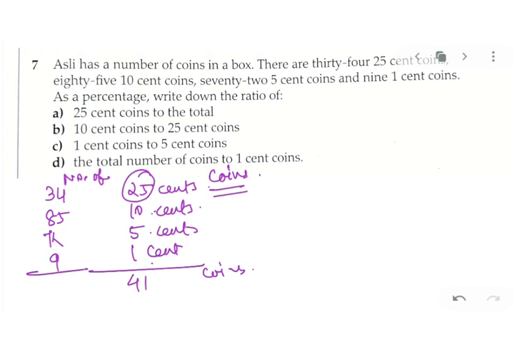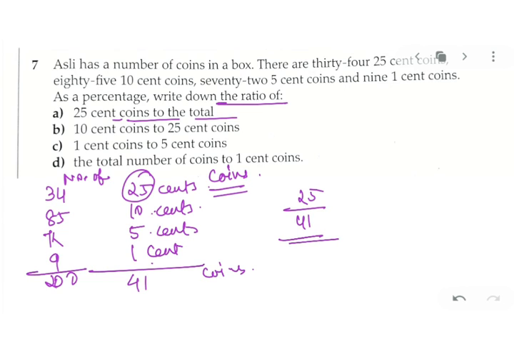And then you have here the number of coins also. I'll add up so that in case I'll need it. 34 plus 85, that will come up to 119, plus 72, that comes up to 191, plus 9, that comes up to 200. Now they have asked you to find the ratio of 25 cents to total. So I'll go for 25 upon 41.